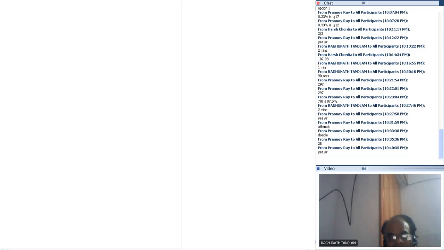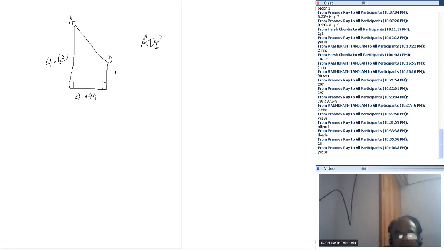For example, I have a diagram like this. These are two towers. This angle is 90 degrees, this angle is 90 degrees. This is 4.844. This is 4.633. This is 1. Find this height. Find AD. All these are 90 degrees. This is AB, CD. Find AD. Saka, I want the remainder, not the quotient.